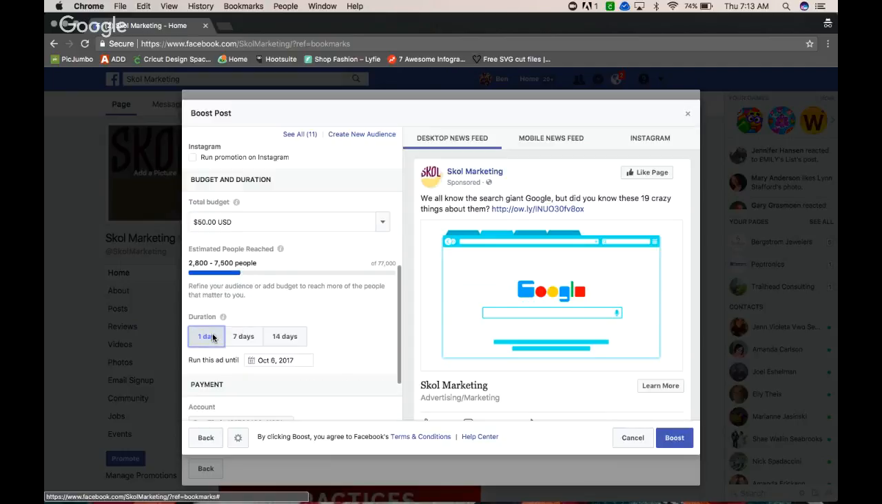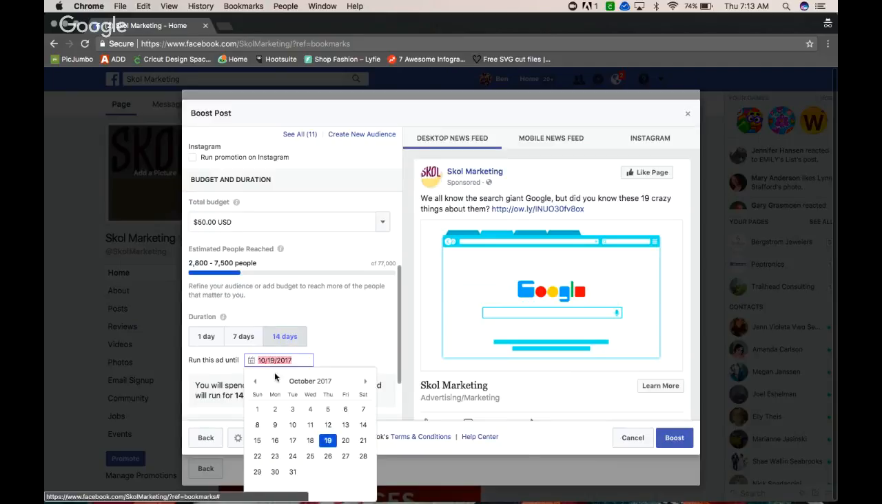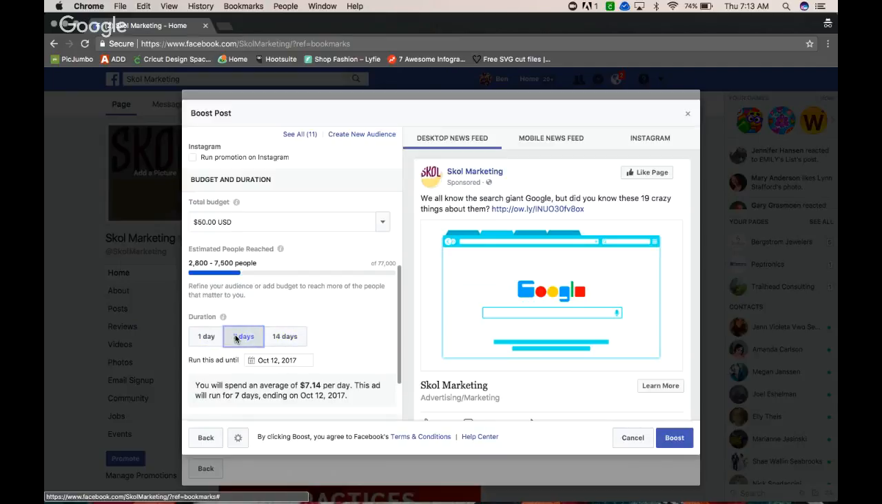You also can then set the duration. How long am I actually going to run this ad? I can pick 1 day, 7 days, 14 days, the predetermined options, or I can pick specific dates within the calendar. Normally, it's going to depend on what your ad is about. If there are time constraints, obviously, if you're doing an event, you're not going to want to be posting it afterwards. That is one key thing I want to make sure of: pay attention to your duration.